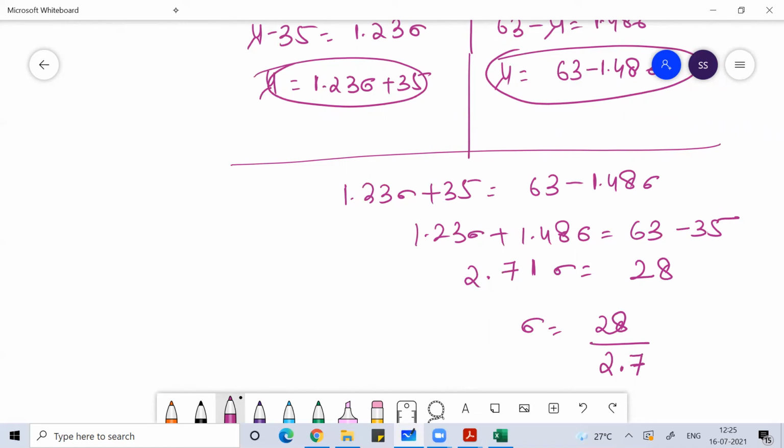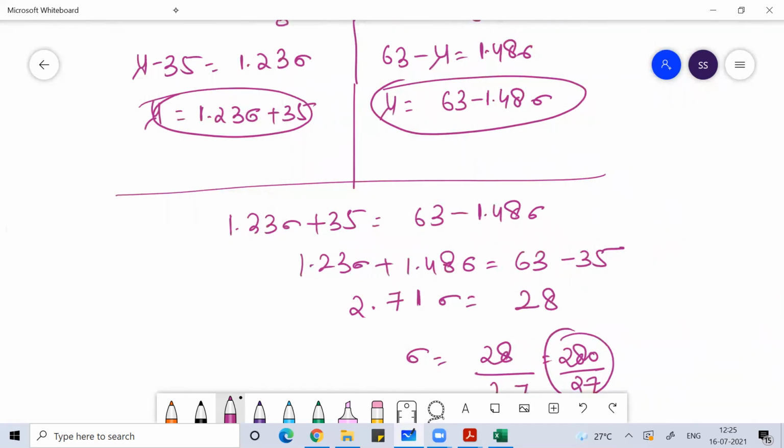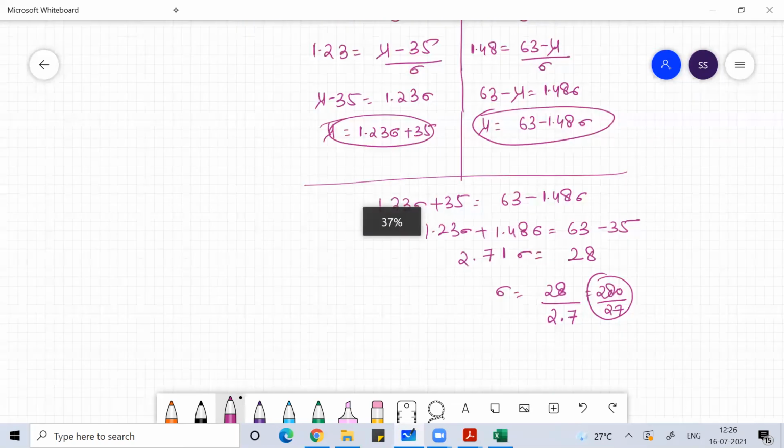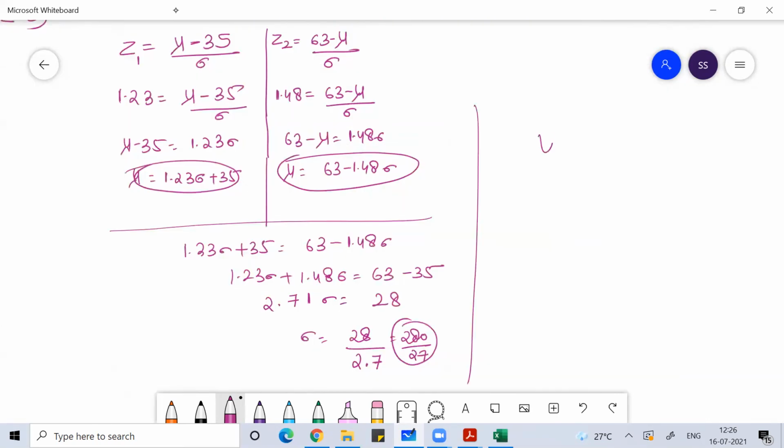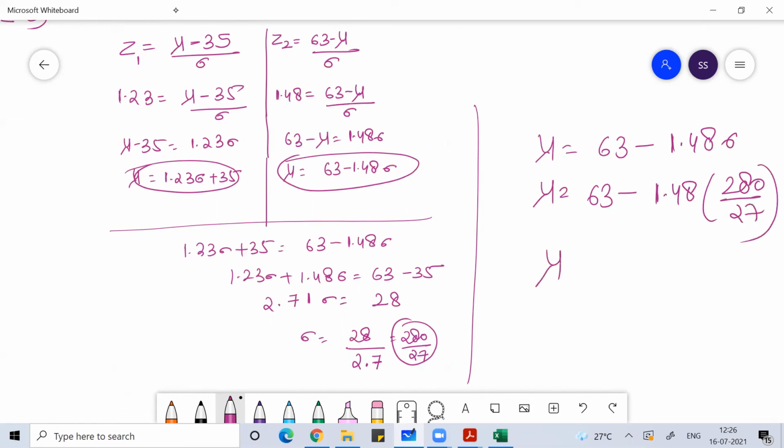This would be a little more than 10, approximately 10 something, around 280 by 27. This is your sigma. Once you get your sigma, you can find your mu value. Mu is equal to 63 minus 1.48 sigma. You can use a calculator: mu is equal to 63 minus 1.48 times 280 by 27.